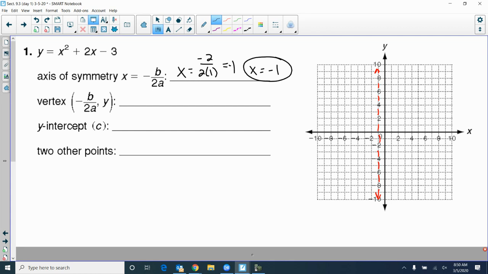Draw in that dotted line. At least you don't have to erase it. That cuts it in half. So any point on the left-hand side, there'll be a mirror point on the right-hand side. Okay, the vertex. This is what we've just done.